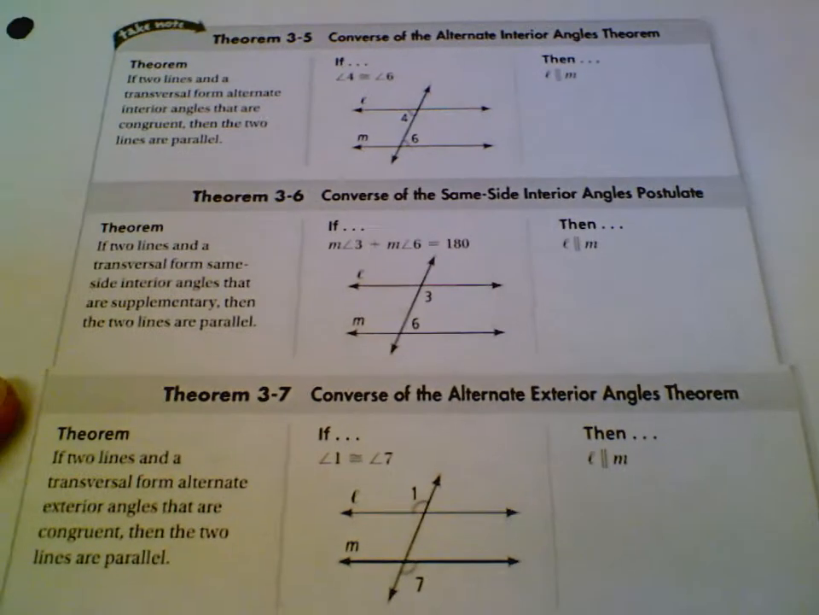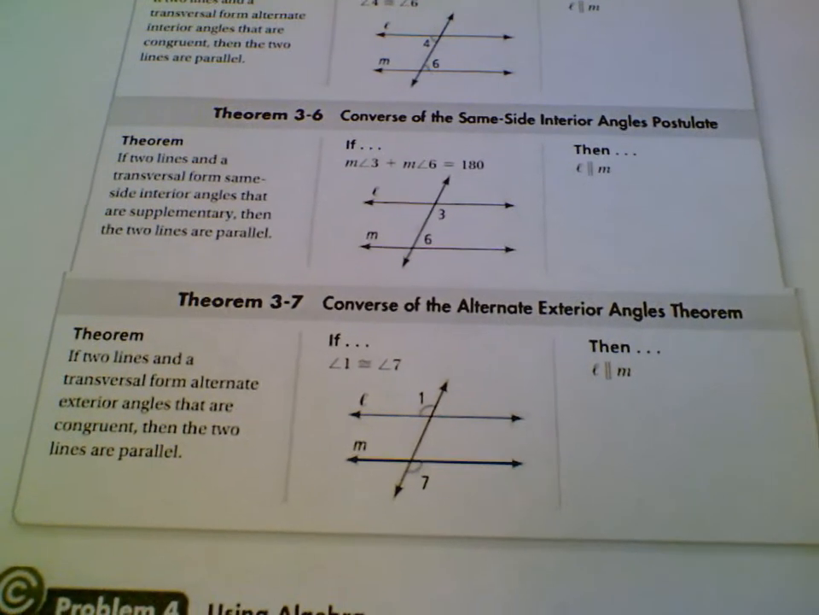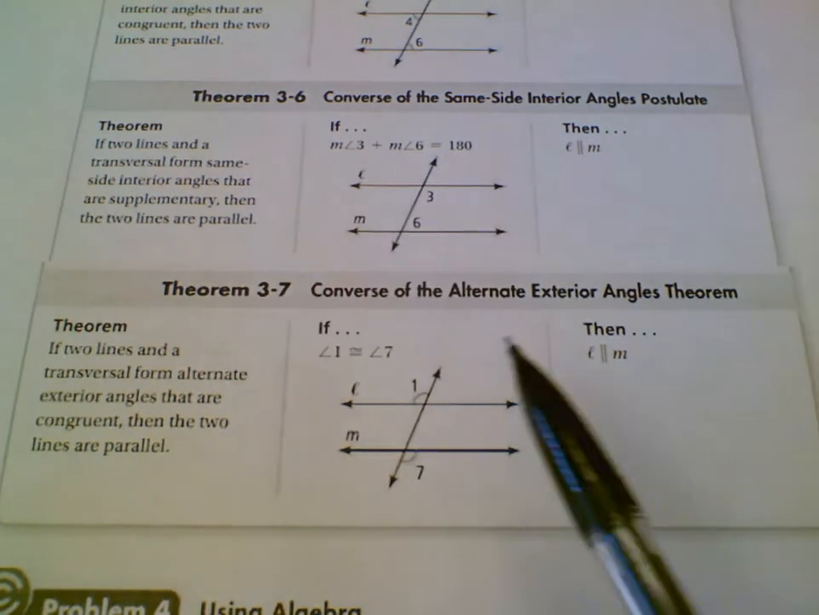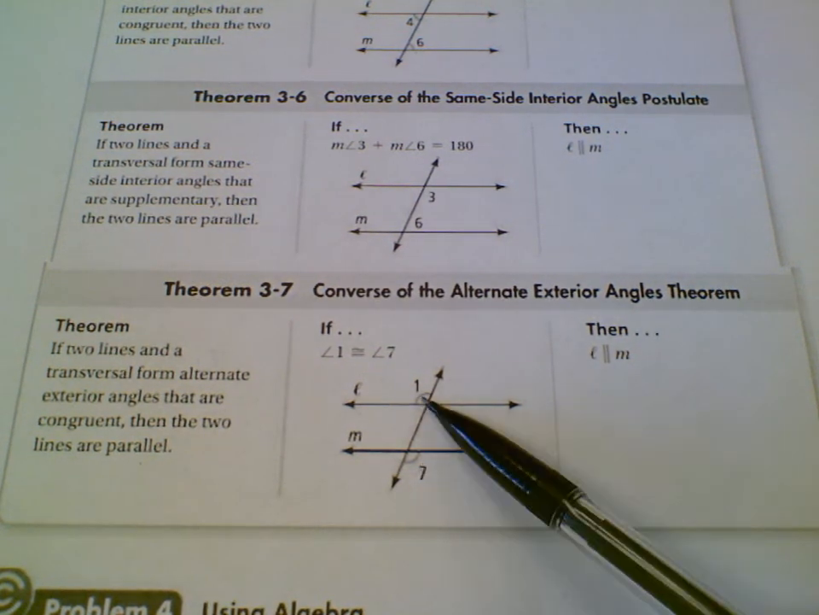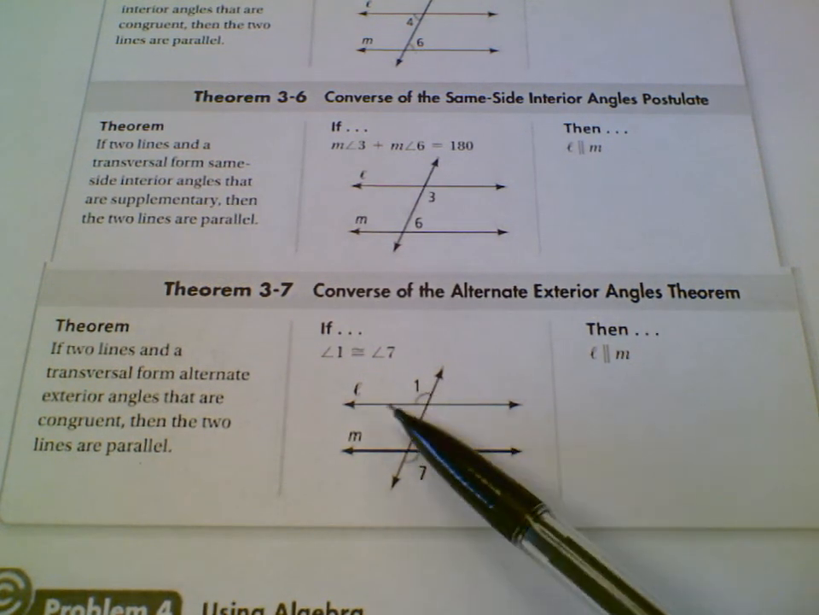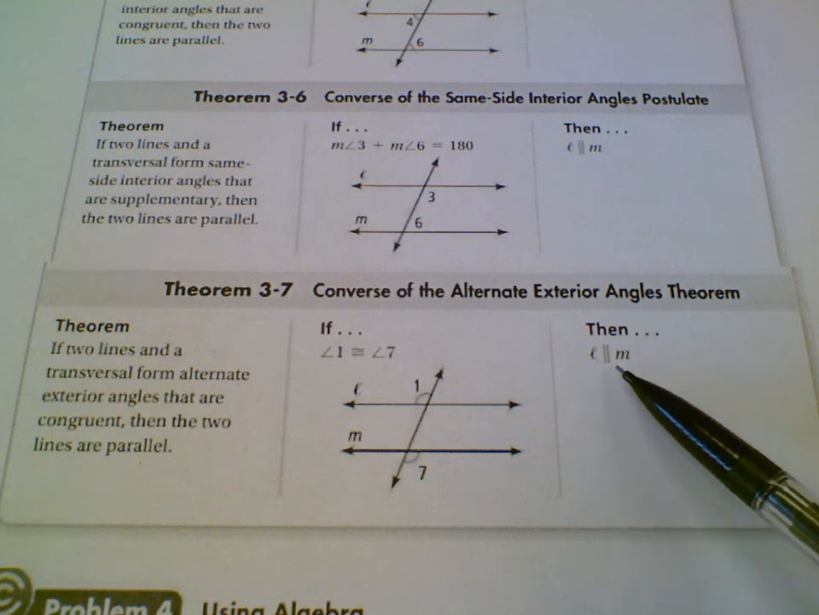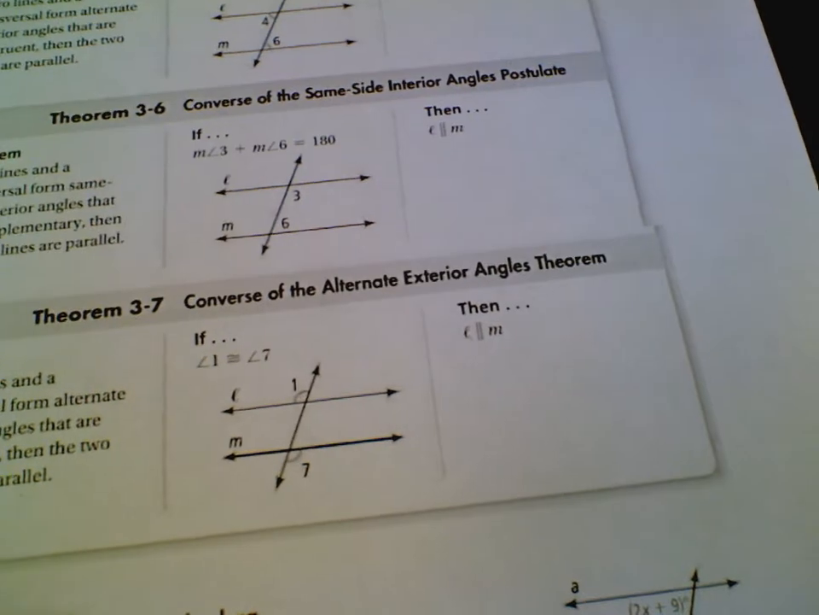Last, converse of alternate exterior. If two lines and a transversal form alternate exterior angles that are congruent, then the two lines are parallel. 1 and 7 are alternate exterior, they are congruent, so therefore L and M have to be parallel to each other. Let's see how we can use this.